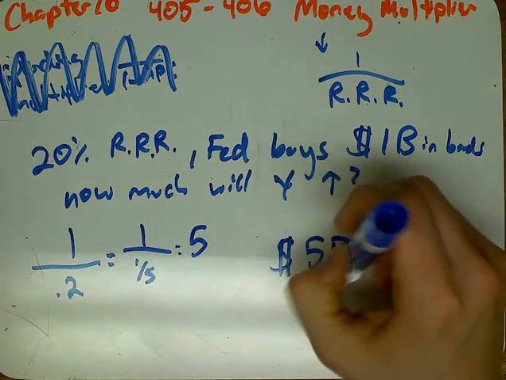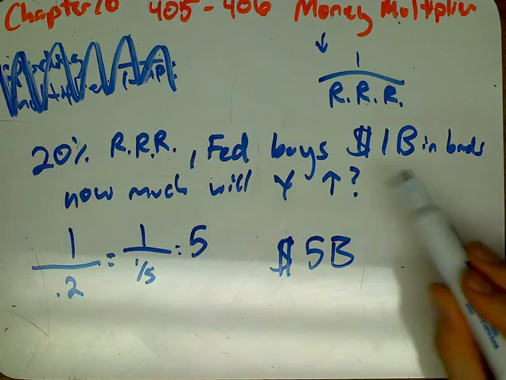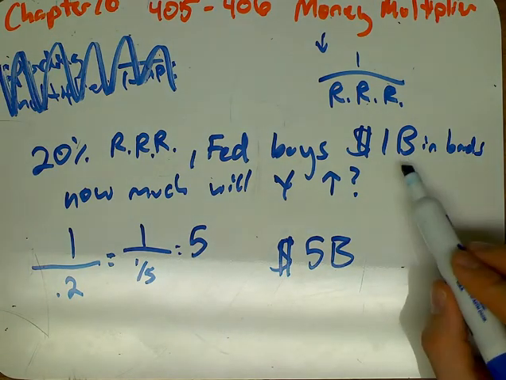Wait, how did I go from 5 to 5 billion? Well, I multiplied it by the 1 billion. Interesting. Let's do another problem.